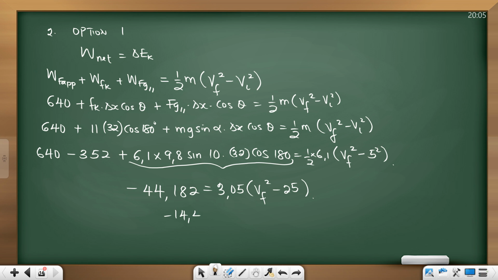Okay, let us not round off yet. 4,859 equals to what? VF squared minus 25. Can I move the 25 over? 10,51409. Therefore, what's my VF, the square root? 3,24 meters per second.